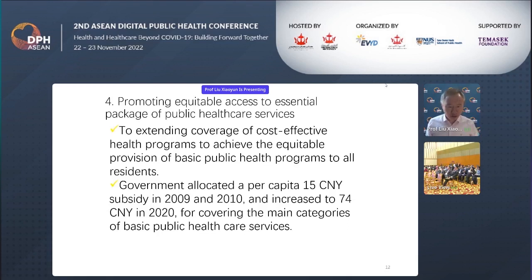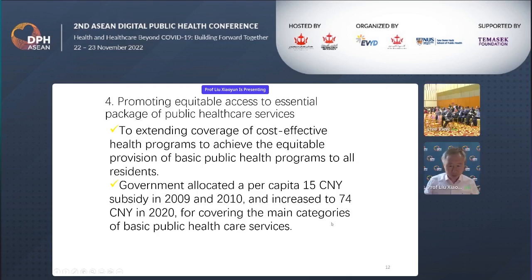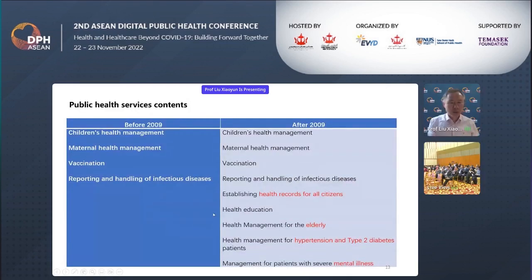And the government, including the central government and the local government, jointly allocate a budget to support these essential public health services. The level of funding is on a per capita basis, from 15 Chinese yuan at the start in the year 2009, increasing to 74 Chinese yuan in 2020, to cover the main categories of basic public health services. So we see this is the package.